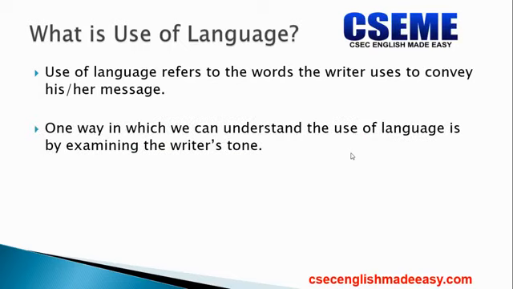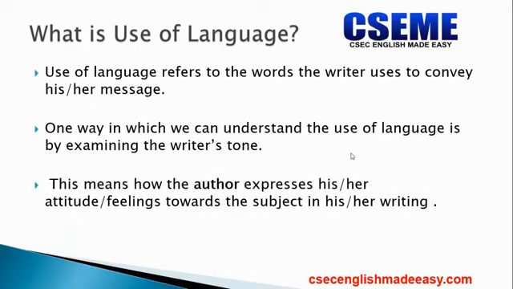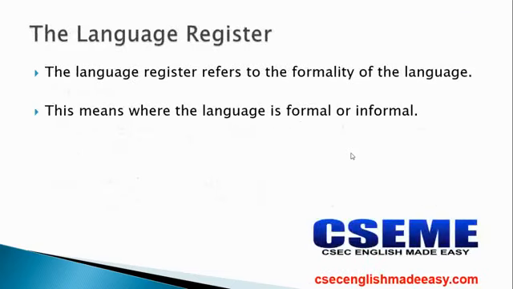So one way in which we can understand the use of language is by examining the writer's tone. What does it mean when we say writer's tone, right? The writer's tone is how the writer expresses his or her attitude or feelings towards the subject he or she is writing about, or in his or her writing. So, what does this mean?